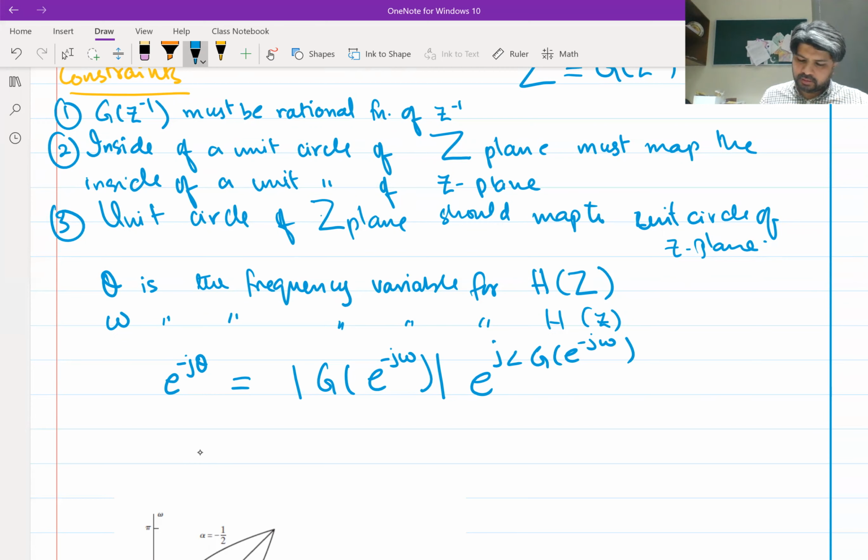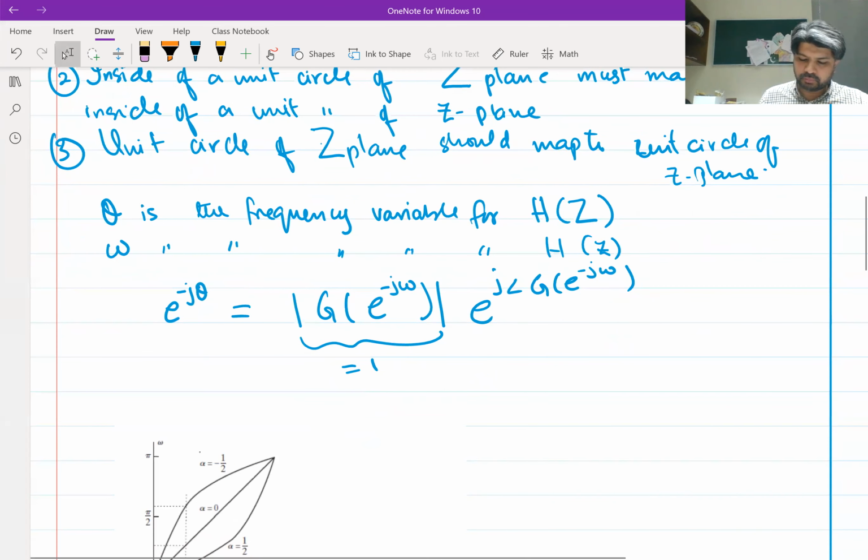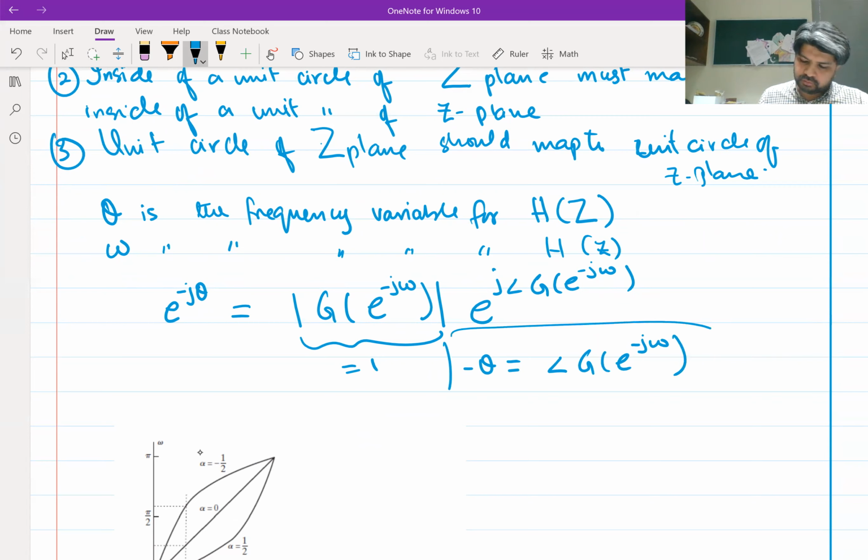Because these must be equal, this must be equal to 1 for the left hand side to be equal to the right hand side. If two complex numbers in polar coordinates are equal, their magnitude and phases must be equal separately. So this magnitude response must be equal to 1, and minus theta must be equal to the angle of g of e to the power minus j omega. So this means that we are talking about some all pass transformation.